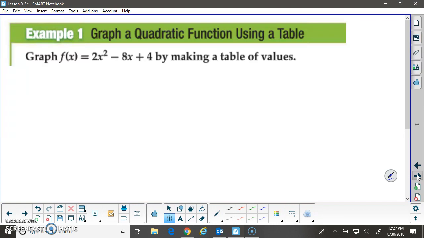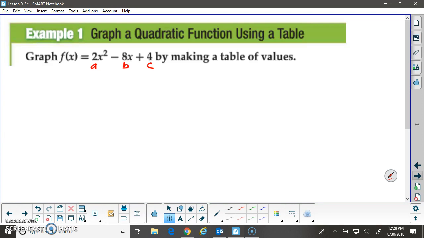So, first example says to graph this equation by making a table of values. Well, before you start making your table of values, what I would do is recognize if this parabola is going to open up or down. We have an A, a B, and a C value that is determined when you put the equation in standard form in descending order. So the A value is 2, the B value is -8, and the C value is 4.